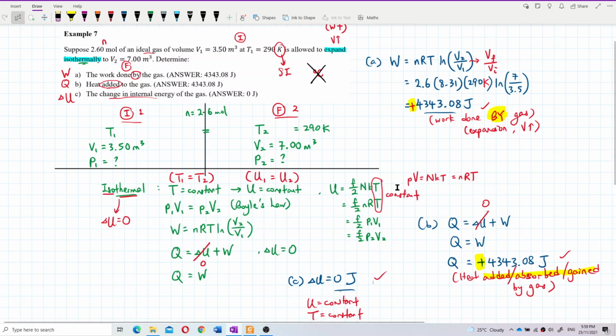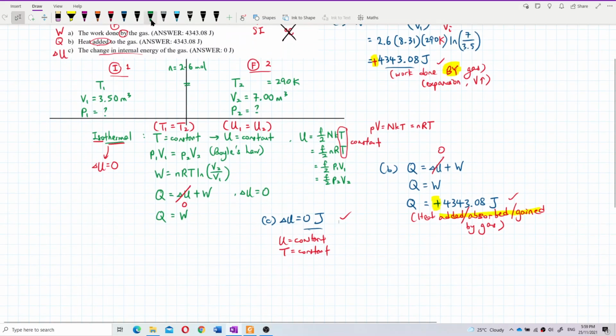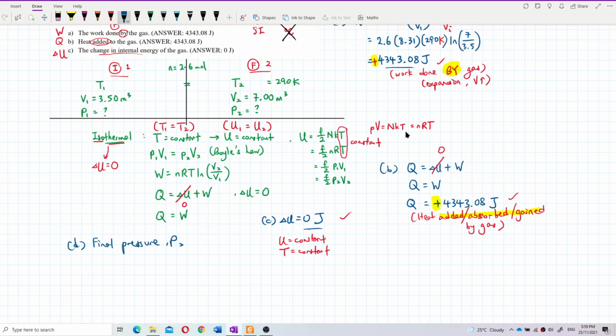Now I want to elaborate a bit about these questions. Let's say the question asks you to find the final pressure or the initial pressure. Do you think you can do it? Yes, of course, very easy. Let's say I do question D, where I want to find the final pressure, which is P2.